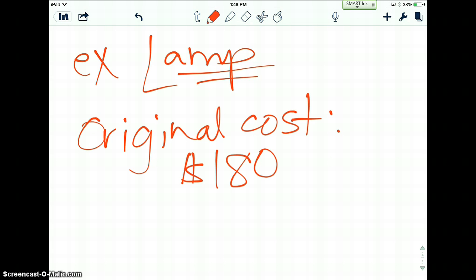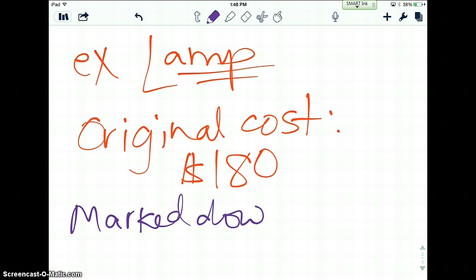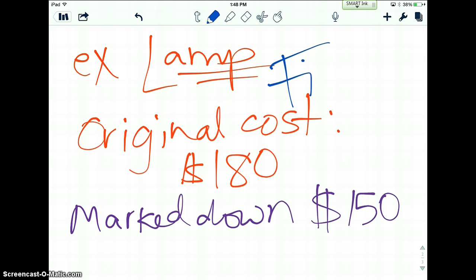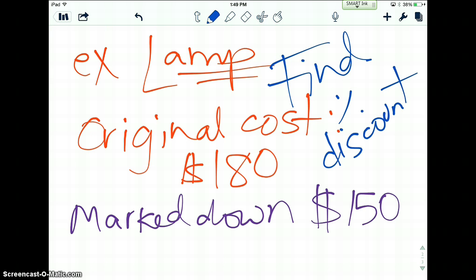The original cost was $180, but guess what? I didn't pay $180. It was marked down to how much? Well, $150. You might be like, that's not that much off. Well, for me it was good because this place never has sales. So for me, this was good. I thought, I need to buy this now. So my question here is, I want you to find the percent of change. And in this case, the percent of change is known as the discount.